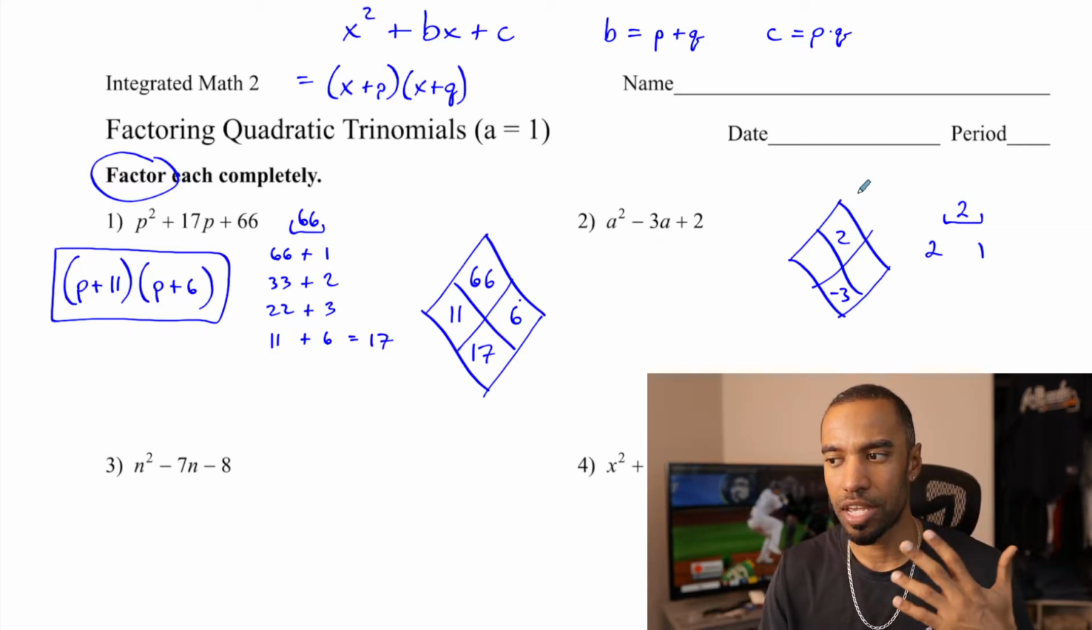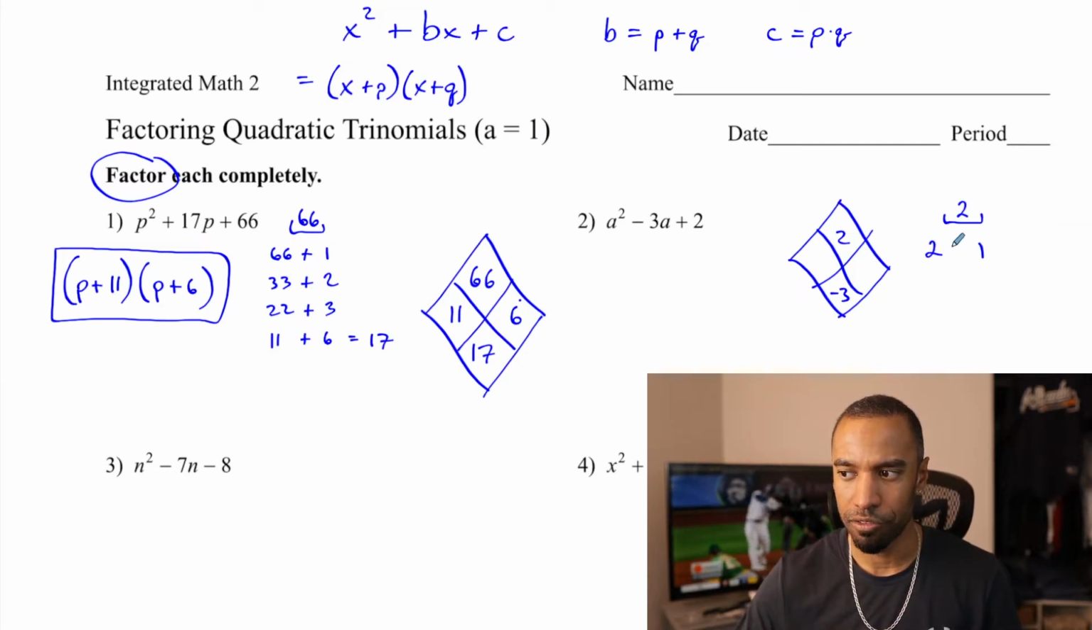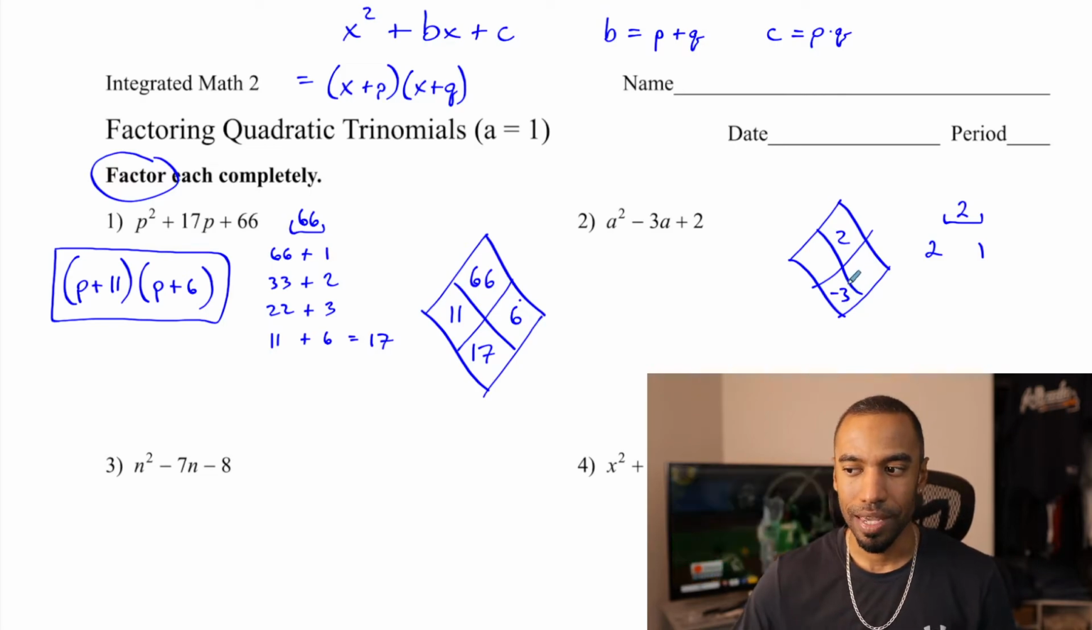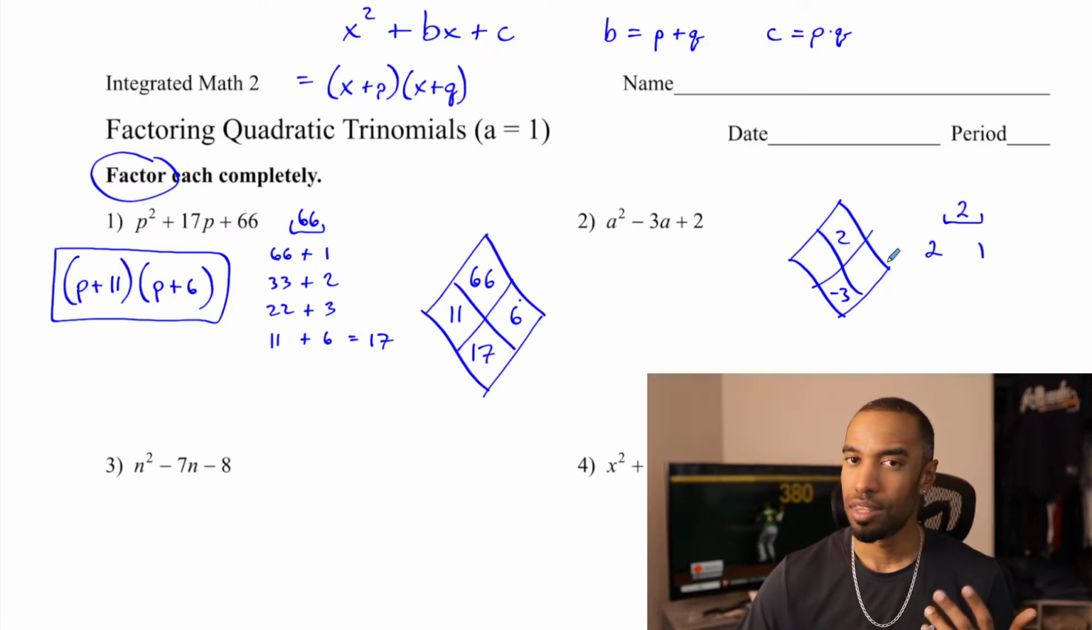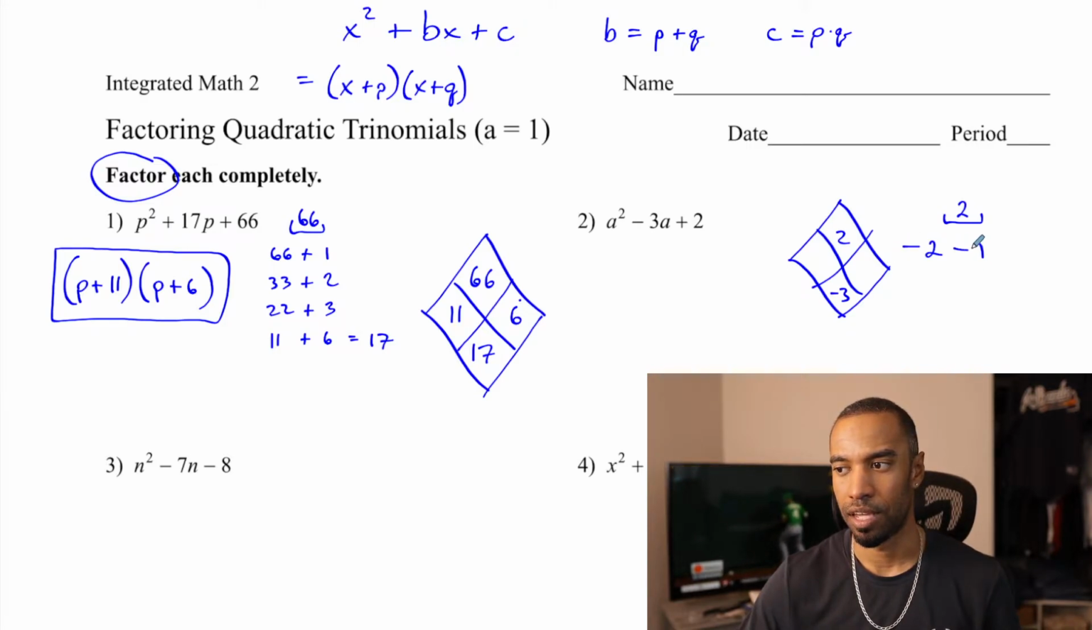Now, which kind of set am I going to choose? Am I going to do 2 plus 1 or negative 2 minus 1? Well, 3 is negative. Your sum is negative. So if you have a positive product and a negative sum, the end result, guys, is we're dealing with a negative and a negative.